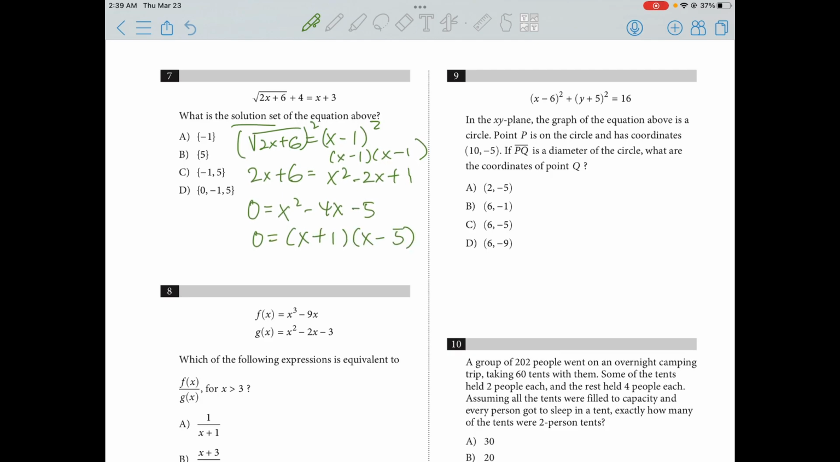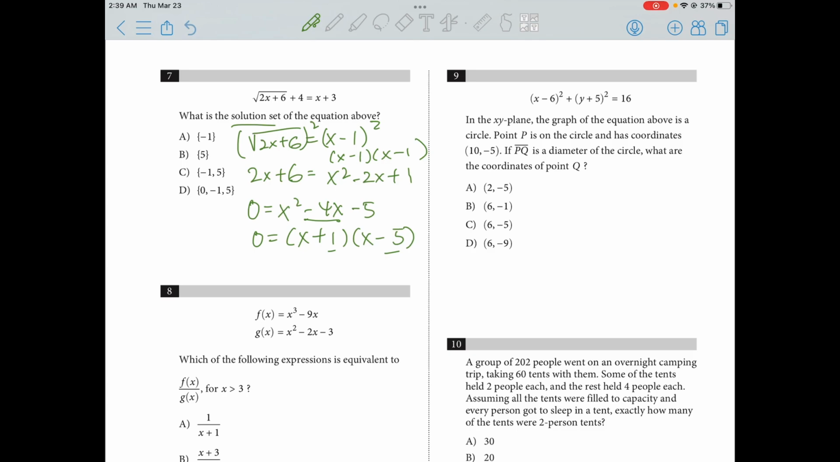I should equal that. How do we check? We check by multiplying 1 and negative 5. Does that give me negative 5? Yes. Okay, what about 1 plus negative 5? Does that give me negative 4? Yes. That's how we check.